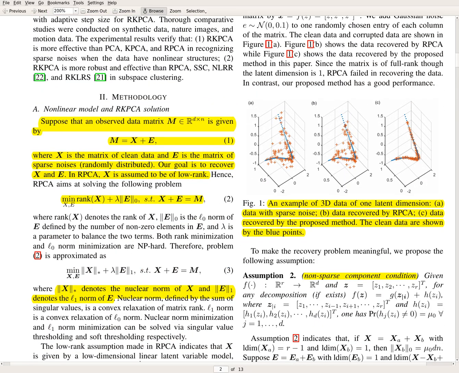They have this example picture. In the resulting matrix, they have these points widely distributed. When they do RPCA, they get some linear plane as a result, right? But the problem is that the data, which is in blue, is nonlinear. But instead, if they do this RKPCA, they actually remove the noise and get the right points.